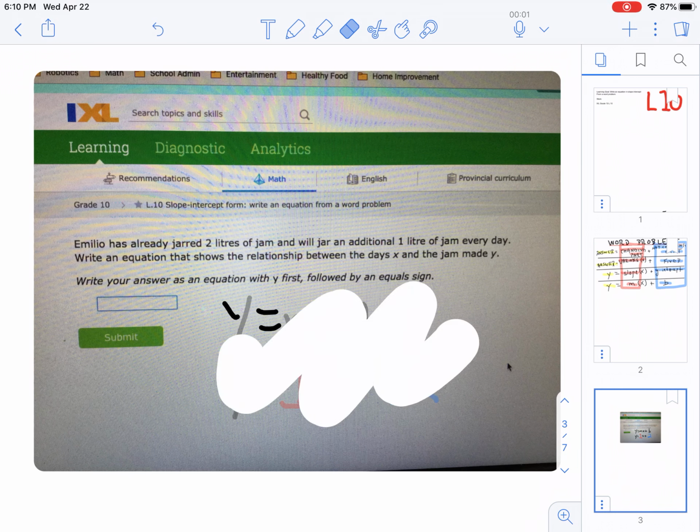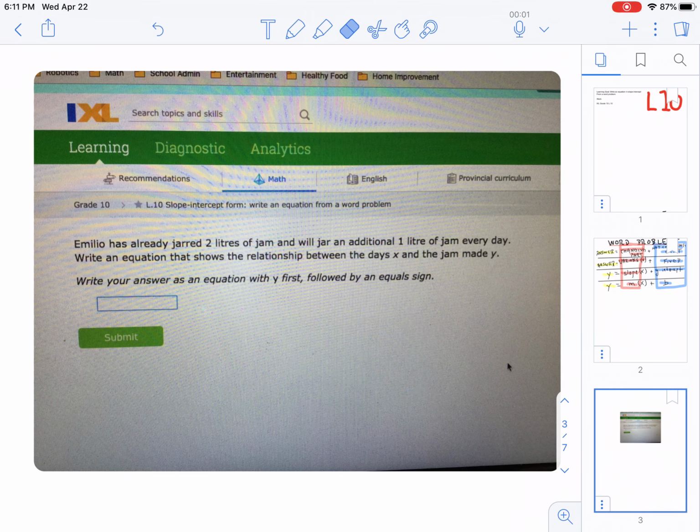Okay, when we read this question, it tells us Emilio has already jarred 2 liters of jam and will jar an additional 1 liter of jam every day. So jarring means putting jam in a jar or putting jam in a can, and jam is just fruit mixed with sugar, and normally you would spread it on your toast. So Emilio has jarred 2 liters of jam and will jar an additional 1 liter of jam.